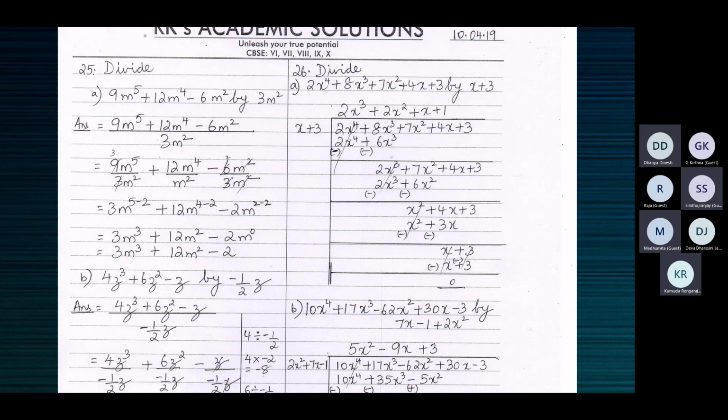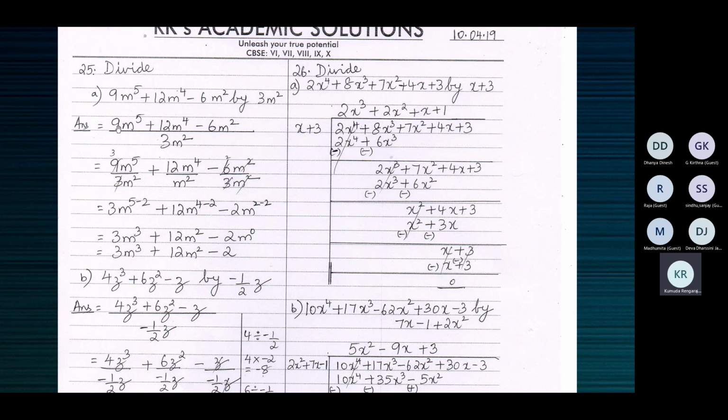Yes, ma'am. Okay, so this is how we divide when it is division by a monomial, by a single term. Now the next step: divide each term in the numerator by the denominator. Divide every term in the numerator by the denominator.